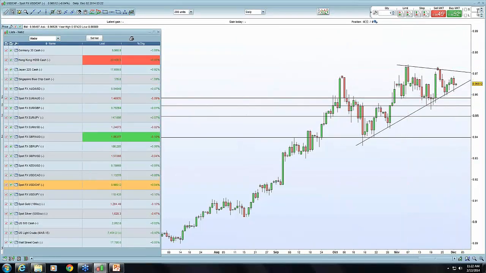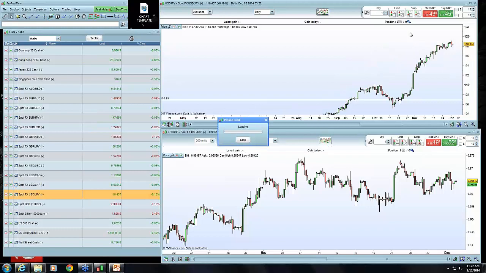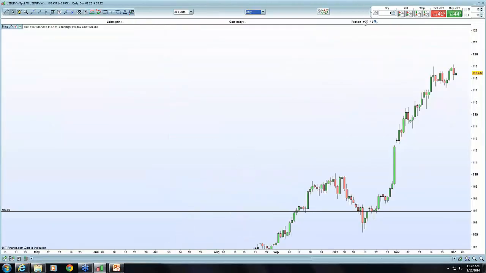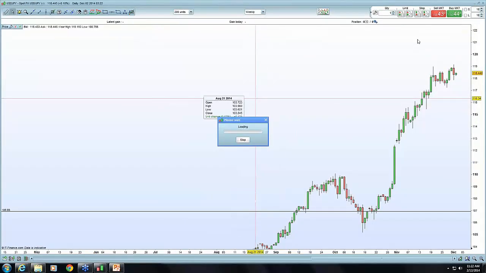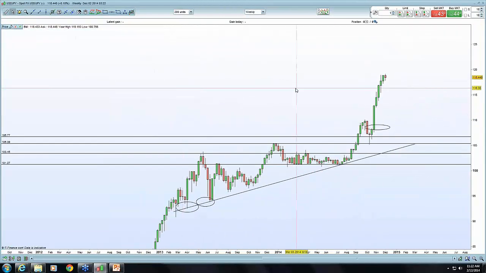Alright, moving on. I'm going to move on to a quick one, the dollar yen, for those who are watching the recording, because a lot of people like to look at the yen pairs. Now, a lot of the yen pairs have just been one direction. Bullish. That's about it.